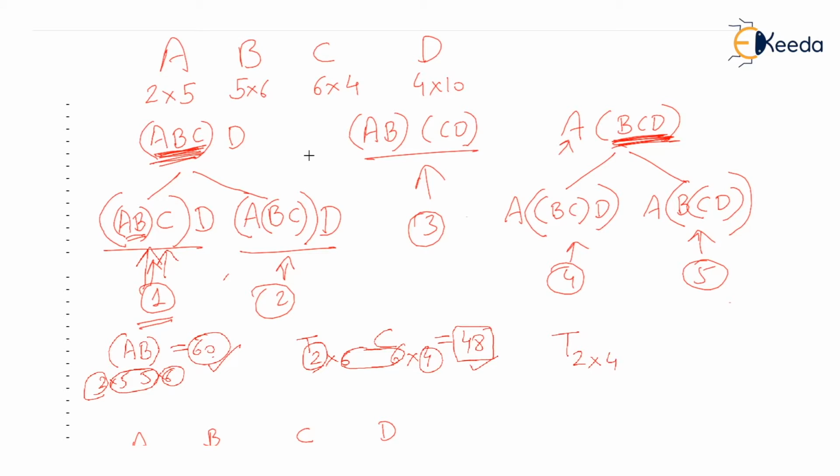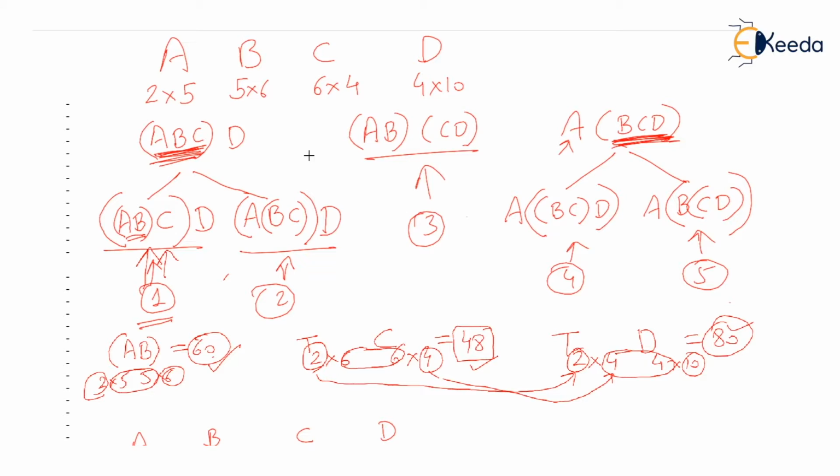You just check this 2 cross 4. This is the resultant matrix, and this is multiplied with D, the last matrix pending, which is 4 by 10. And the number of multiplications needed here will be 2 multiplied by 4, that is 8, multiplied by 10, which is 80. So the number of multiplications needed are 60 plus 48 plus 80.